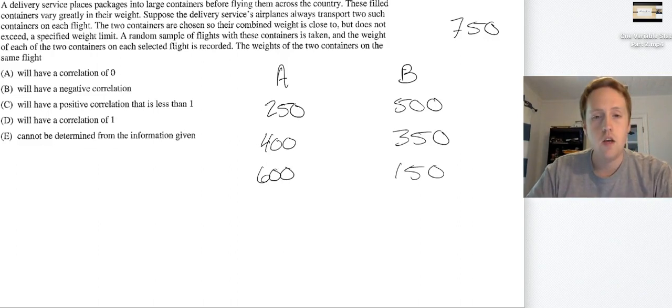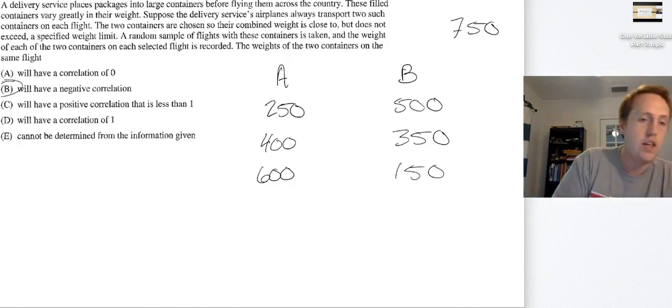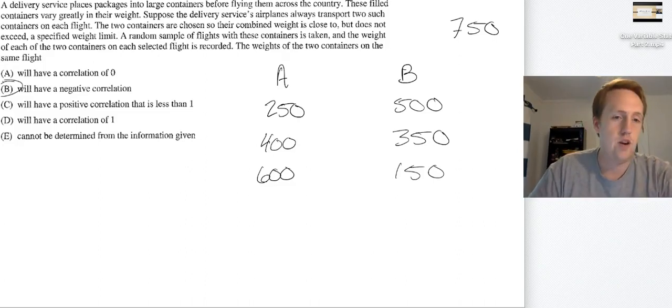Up to 150, right? So I think what we can see here is as one goes up, the other goes down. Now, I don't have to have this perfect correlation that I'm illustrating in the table that I'm showing. But as one goes up, the other has to go down, which means that we're going to have a negative correlation. I think that's kind of hard to come up with on your own, but there it is.